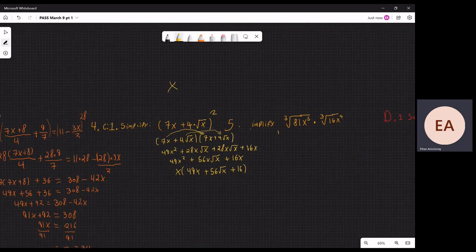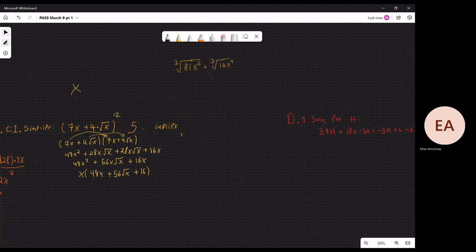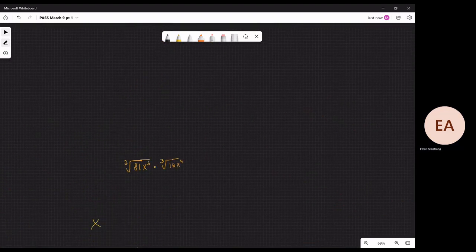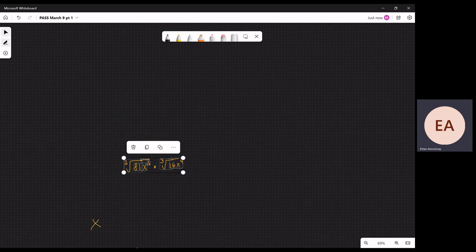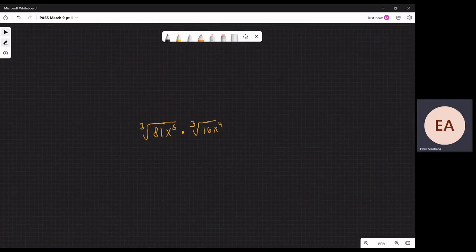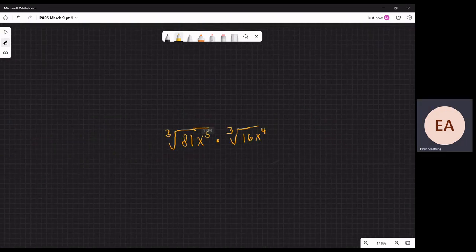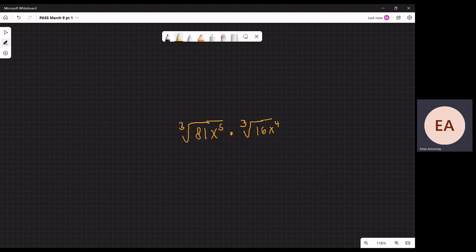Right, and then finally, our last example of today is over here. I'm just going to move that. Let's move it up here. So we have two cube roots multiplied together. So the first thing I would do is see if there are any perfect cubes within these brackets.